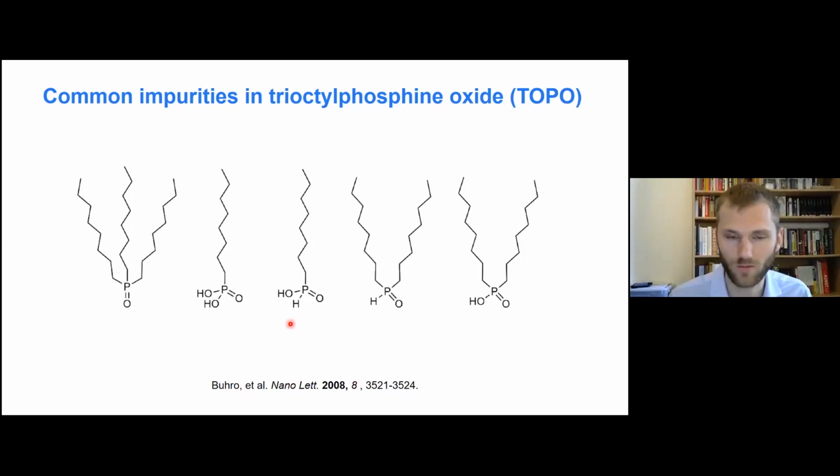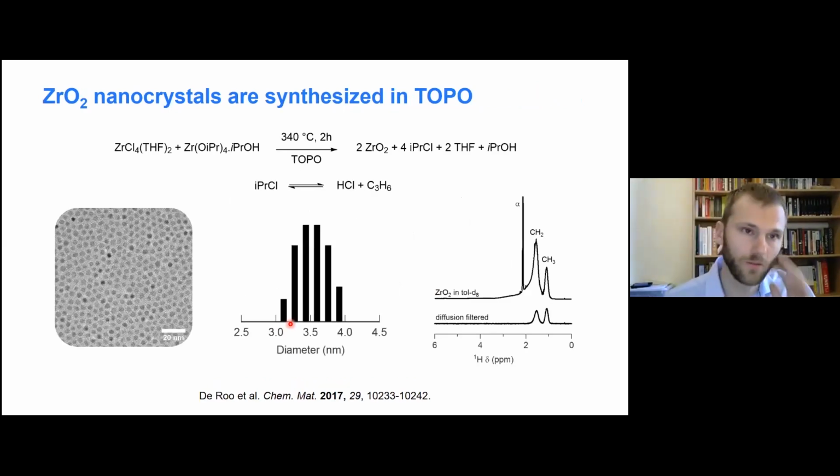So that's also what my lab is currently doing. We're always recrystallizing the commercial TOPO that we're getting. And we really like oxides. So we make oxides in TOPO from zirconium chloride and zirconium isopropoxide at 340 degrees. It's quite high temperature. And we get these beautiful zirconium oxide nanocrystals. They're very monodisperse. And when we look at the proton NMR spectrum, they look pretty nice. So we have nicely purified them.